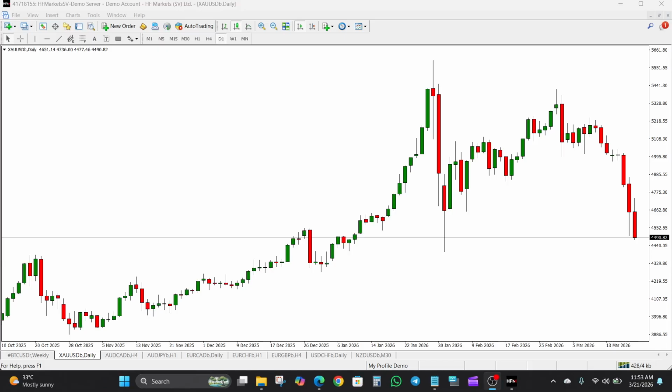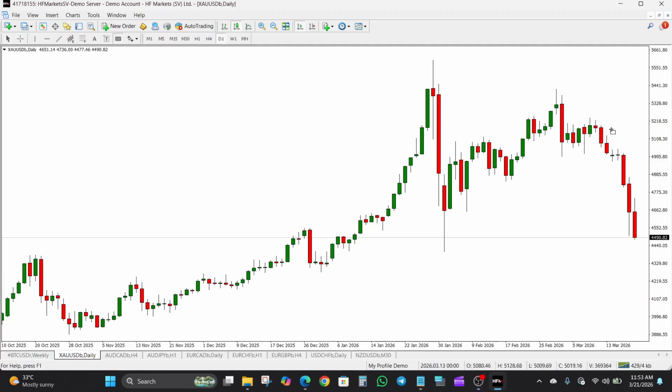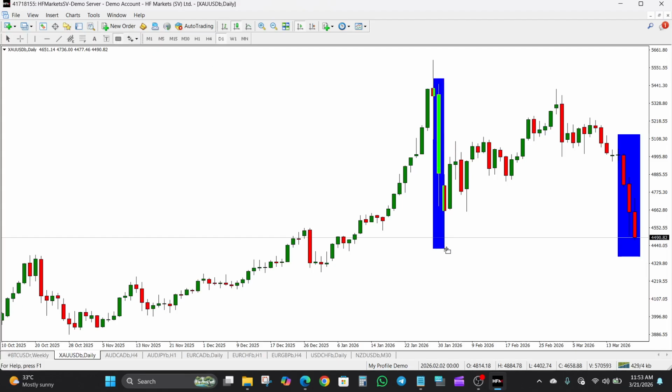Now when traders talk about a falling knife, they are basically describing a situation where price is dropping very fast with strong momentum and little to no pullback. You can see an example here, right? You can see another example here.